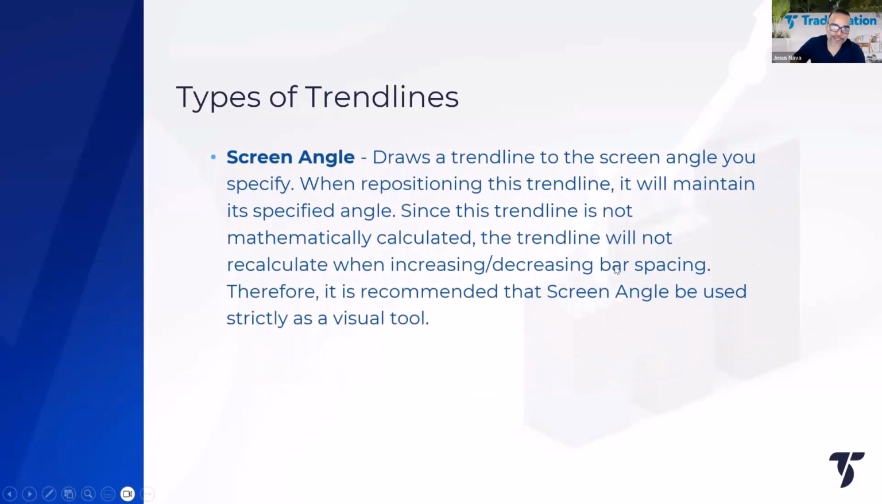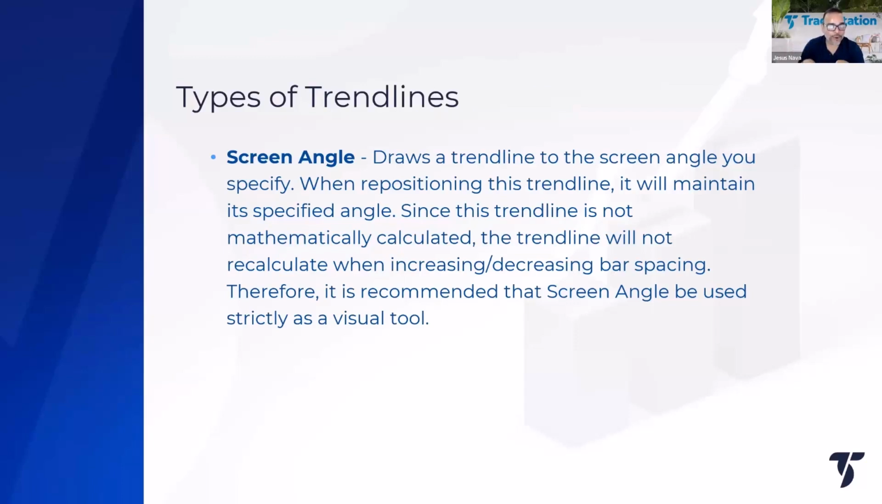And the next one is the screen angle. And as the name implies, it's just going to draw a trend line on the specific angle that you specify. When you enter 45, it'll do a 45-degree angle. When you reposition the trend line, it will maintain that angle. The trend line is not mathematically calculated. So the trend line will not recalculate when increasing or decreasing bar spacing.